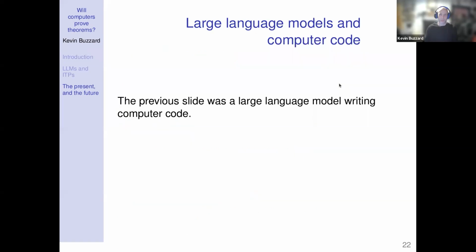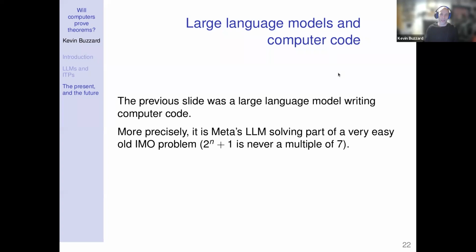So that's kind of great. That's a large language model writing computer code. And that was Facebook's large language model. It wasn't ChatGPT. But at the end of the day, it has solved part of an old IMO problem. So you're kind of thinking, great, that's the future. But actually, when you think about it, where are we here? We're still at sort of the same place, right? School, early undergraduate level. That's where we are.